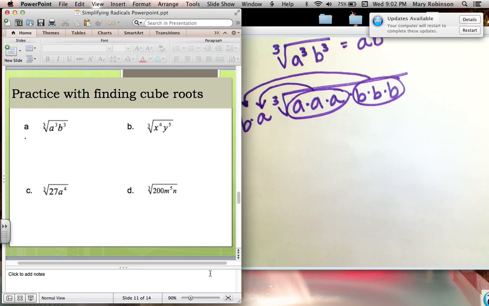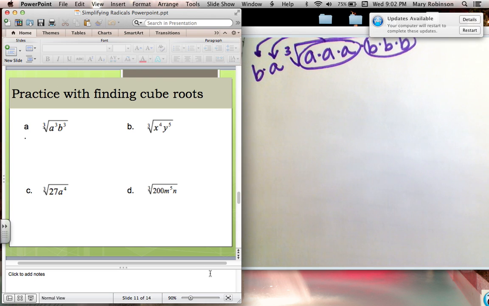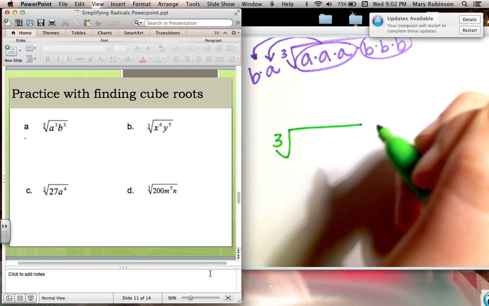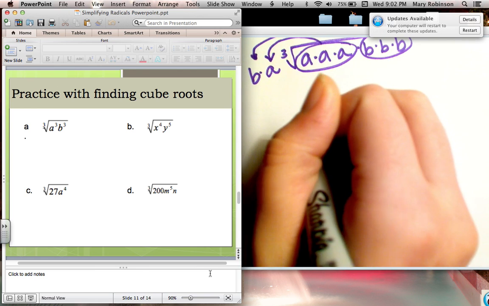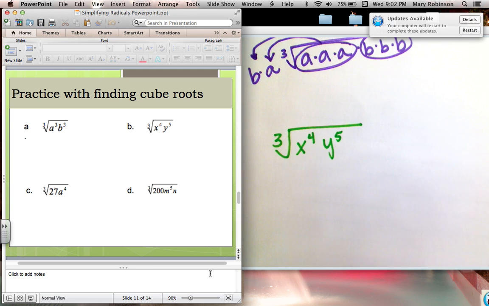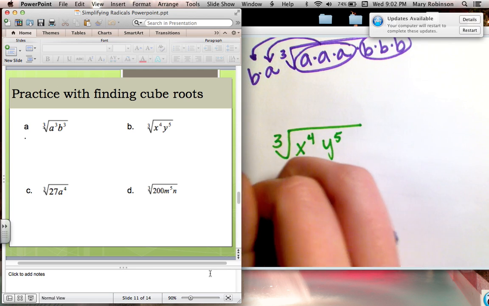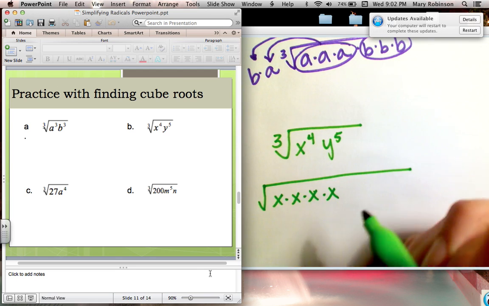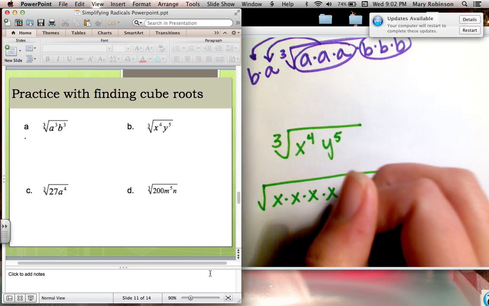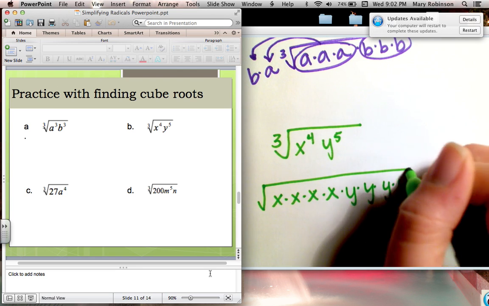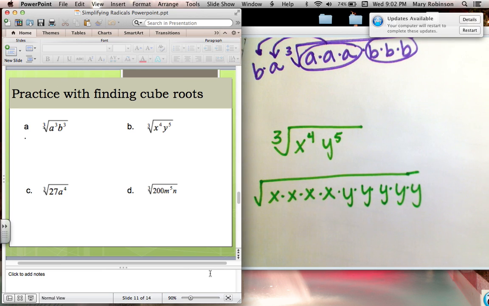Let's look at B. We have the cube root of x to the 4th, y to the 5th. When we write out the prime factorization, we get x times x times x times x for x to the fourth, and then times y times y times y times y times y for y to the fifth.